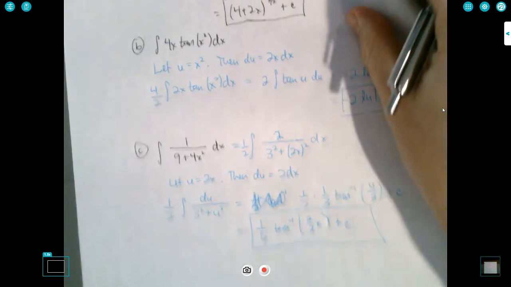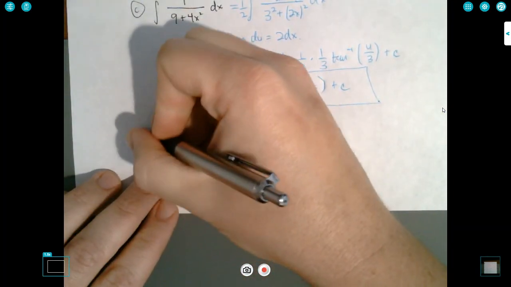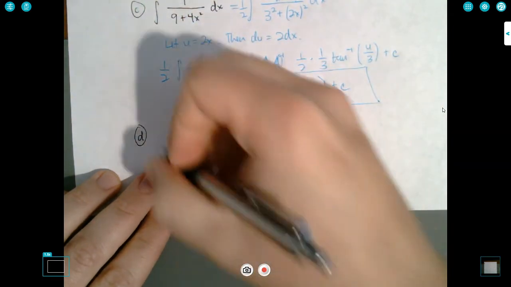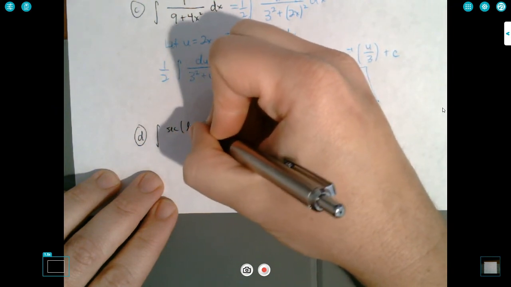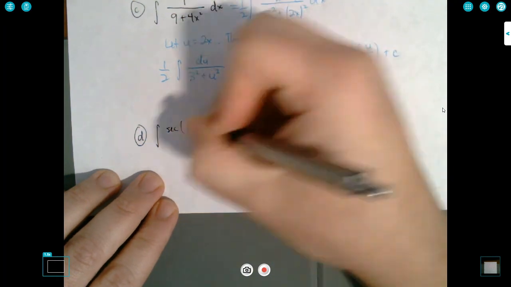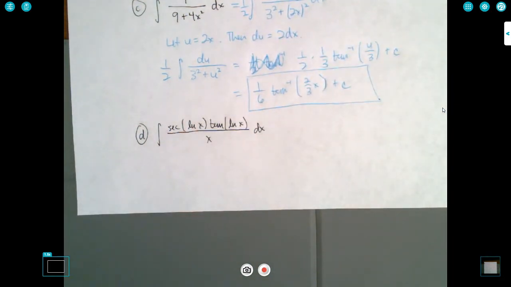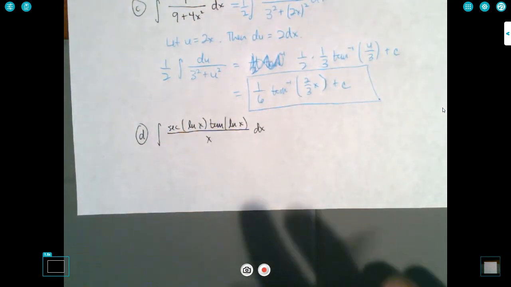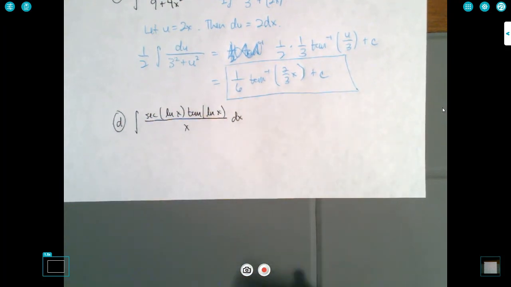Let's do another one. See if I can fit one more on this page. Let's do integral of secant ln of x tangent ln of x over x. That looks scary at first, but it's not bad. Because you'll notice that with a clever u substitution, this is actually really easy.